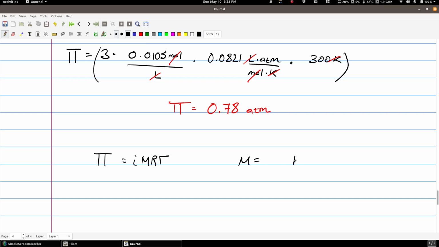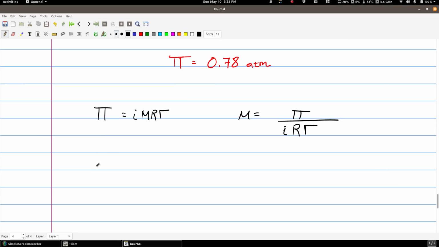M is equal to pi over iRT. If you need to find temperature, T equals pi over iMR. It's very, very interchangeable, so you just need to know what you're looking for, and these two you don't really have to ever solve for because this is a constant and i is the Van't Hoff factor, so it's really just between these two.